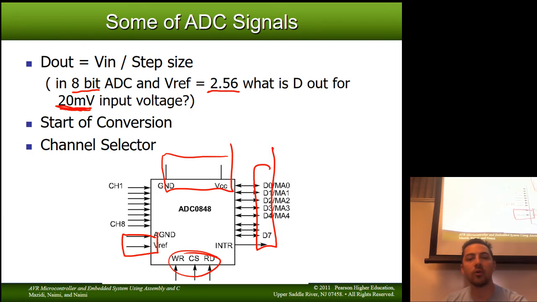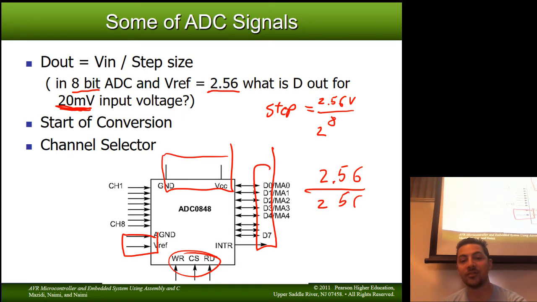How do we figure out what our step size is? Not quite. You said that our step size was equal to 2.56 volts divided by 8. And it's not 8, it's 2 to the 8. It's the number of bins. So if it says it's an 8-bit resolution, that means there are 256 bins. Now what is 2.56 divided by 256? You want to break out a calculator for this one? 2.56 divided by 256.